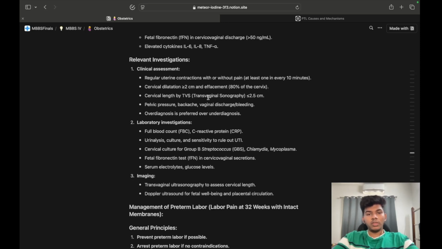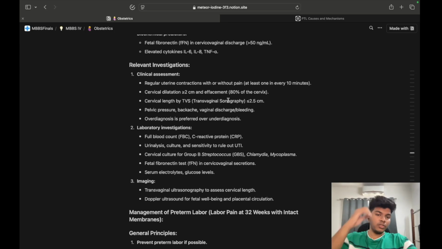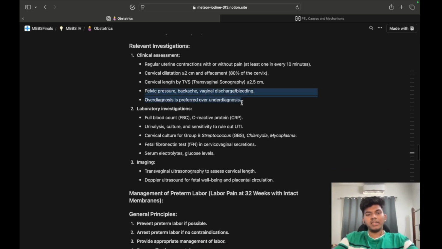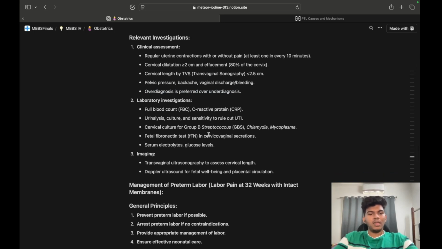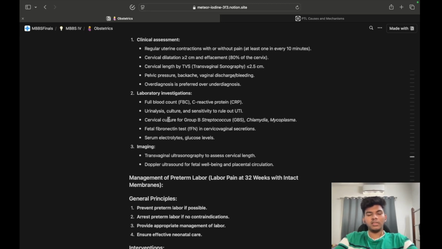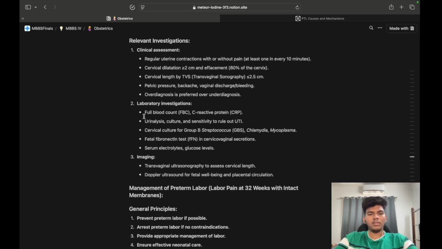So overall what we are looking at is the first stage of labor in this particular case. So uterine contractions and cervical dilatation, cervical length, pelvic pressure, backache and vaginal discharge and bleeding. Overdiagnosis is preferred over underdiagnosis. So better to know than to not know. This is the case with most of the things, right? Except in case of bacterial infections where you don't want to give the antibiotics unnecessarily. Yes, I can't think of anything else.